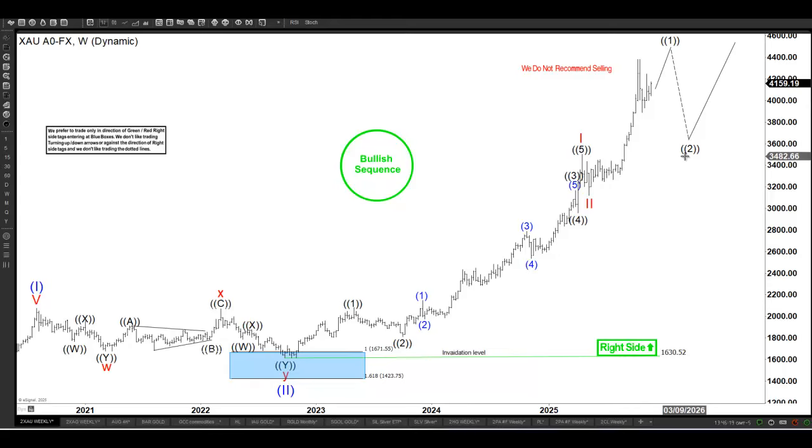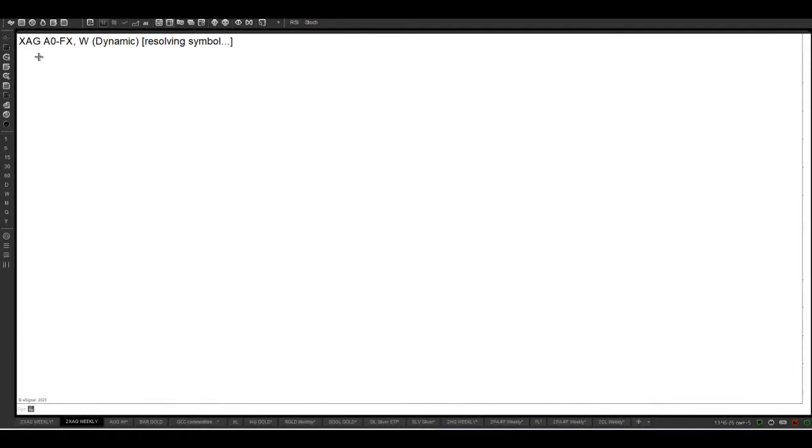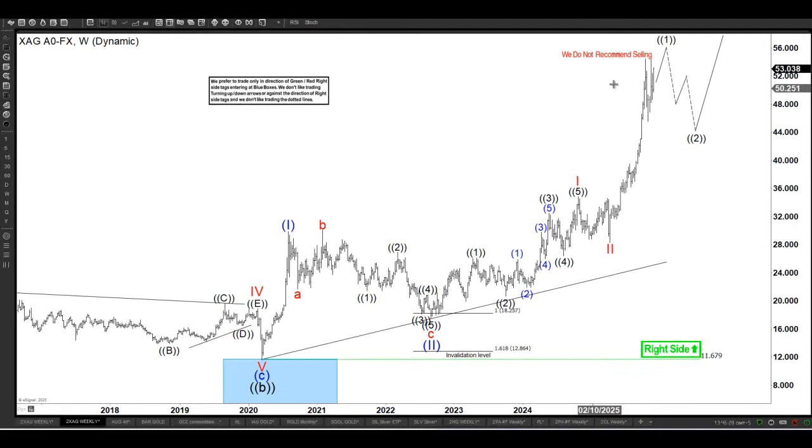That's a different concept. Silver here, it might pull back soon. That doesn't make me a seller, that makes me a buyer in the dip. That should answer your question, reader.